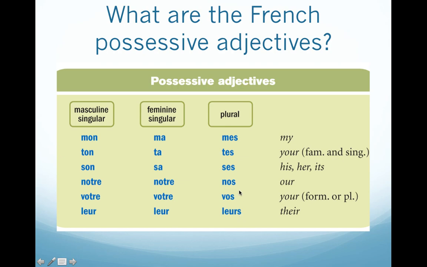It's very important. Which possessive adjective you choose depends on the gender and number of the object and not of the subject. That's very important. So if I say my book, it would be mon livre. I use masculine singular even though I am feminine. So that's very important to remember. Possessive adjectives change based on the object, not the subject.